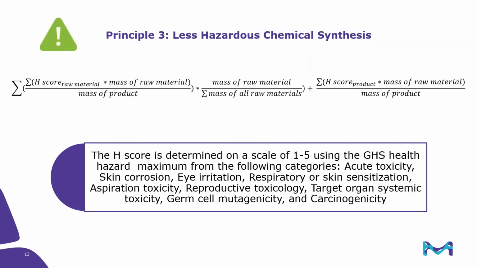The next 3 principles are safety related. Here comes a term, H score. H is a health hazard score. It's like eye irritation, respiratory, skin sensitization, all those things. This score is determined on a scale of 1 to 5 from the GHS.